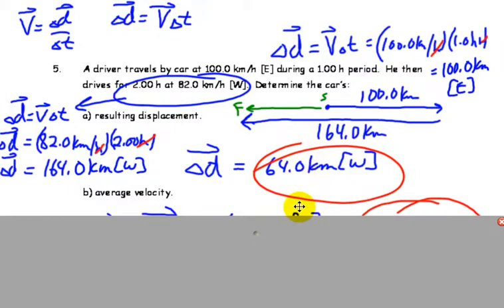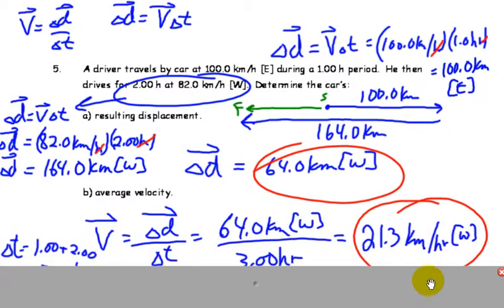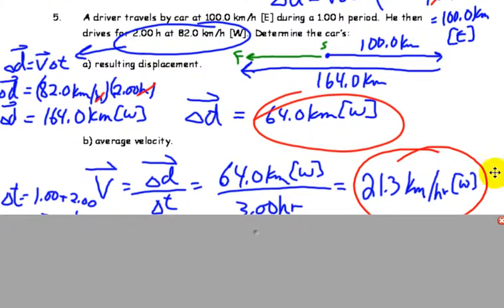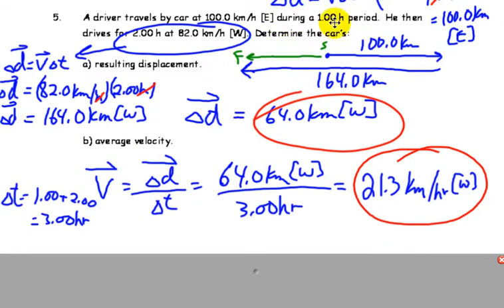So then it becomes a question like on the previous page. It's just this little preamble at the start because we were given velocities. Average velocity, once we know displacement: of course it's a 1-hour period and a 2-hour period, so it's a total time of 3 hours. 64 kilometers west divided by 3 hours works out to be 21.3 kilometers per hour west.